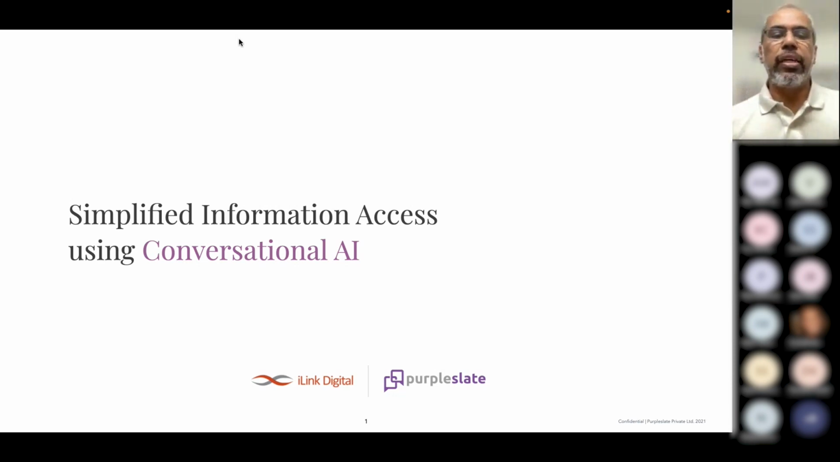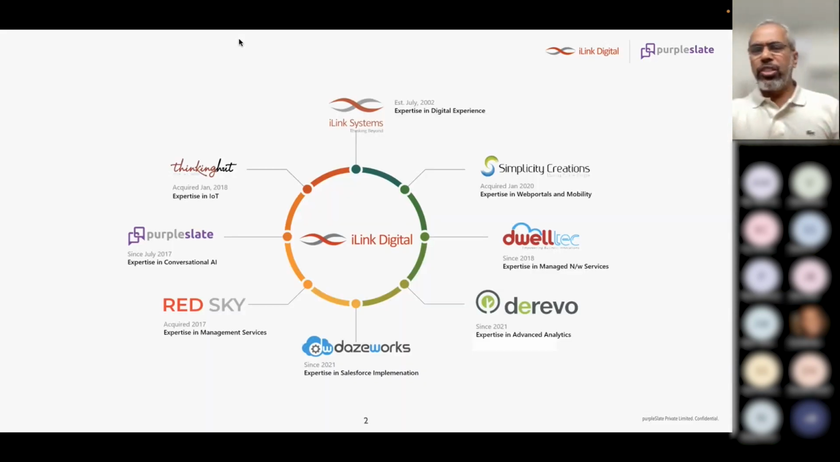Today's session is on the topic of simplified information access using conversational AI. A quick introduction about iLink Digital and Purple Slate. iLink Digital is an array of companies focused primarily on digital transformation and related services. Where we come in, Purple Slate, we focus exclusively on conversational AI related products and solutions.